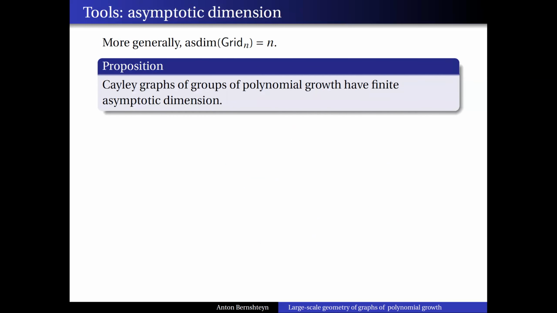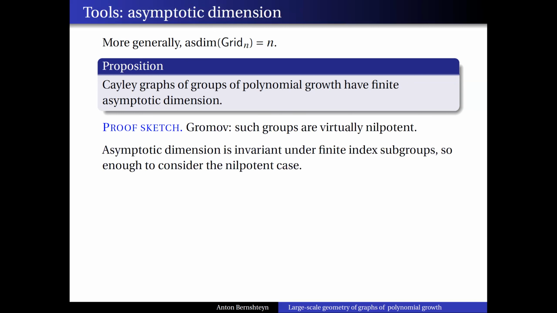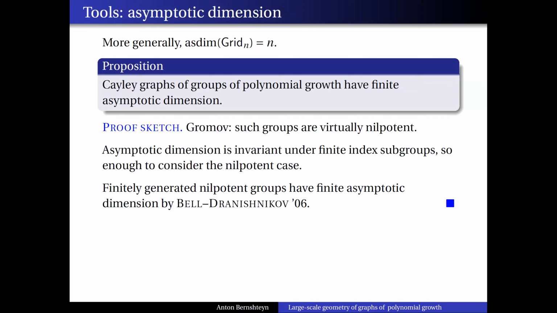And somehow, in some sense, even more general, you can argue that Cayley graphs of groups of polynomial growth have finite asymptotic dimension. And here's the proof. The proof is simple if you're willing to use some very heavy machinery from geometric group theory. Gromov's theorem tells us that such groups are virtually nilpotent. It's not hard to see that asymptotic dimension is invariant under taking finite index subgroups, so it's enough to consider just the nilpotent case. And then you can do some kind of inductive argument using the assumption that your group is nilpotent, and this was proved by Bell and Dranishnikov, that finitely generated nilpotent groups have finite asymptotic dimension.